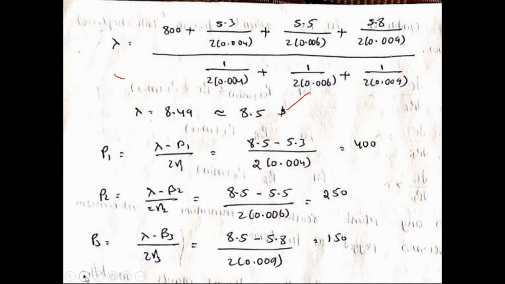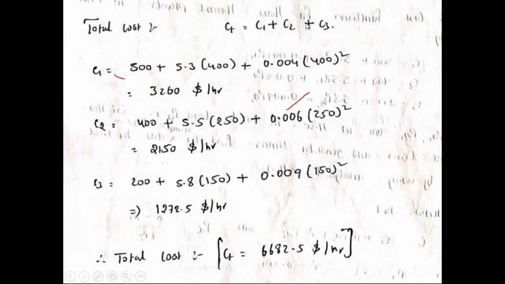After finding these three power values, substitute them into the cost equations, that is C1, C2, C3. Then finally you'll get that the total cost is equal to C1 plus C2 plus C3. So are you clear about this problem? This is the first model in the second method, that is the analytical method with neglecting losses.